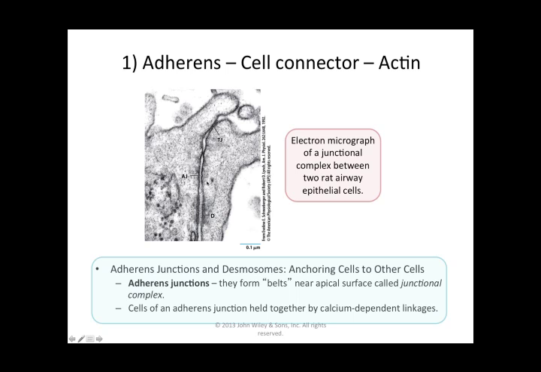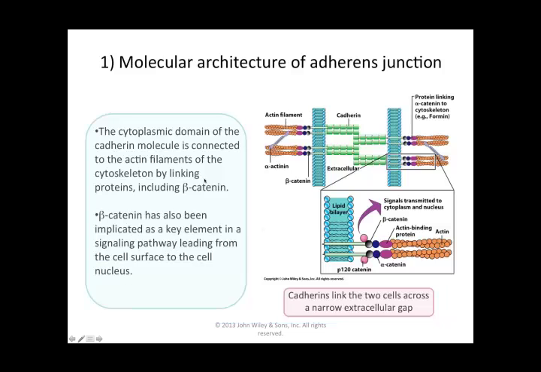And then towards the top, you can see that here. And they're held together by a calcium-dependent linkage. So that calcium-dependent linkage is cadherin. So I have my two cadherins binding to each other between cell 1 and cell 2. On the other side, inside of cell 1 and inside of cell 2, this complex is connected to the actin cytoskeleton.